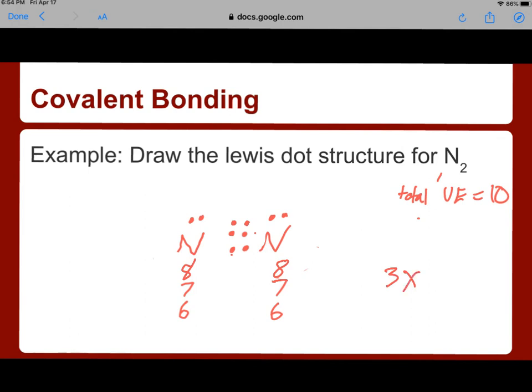I can make sure I did everything right. I had 10 electrons when I started, and I still have 1, 2, 3, 4, 5, 6, 7, 8, 9, 10. I still have 10. So if I thought I had my structure right and I counted and I somehow had like 12 electrons in there, I would have known that I did something wrong. I gained some electrons I didn't actually have. Finally, if we wanted to make this the structural formula, we would just replace these shared pairs with lines, and since we had 3 shared pairs, we would have 3 lines for a triple bond there.